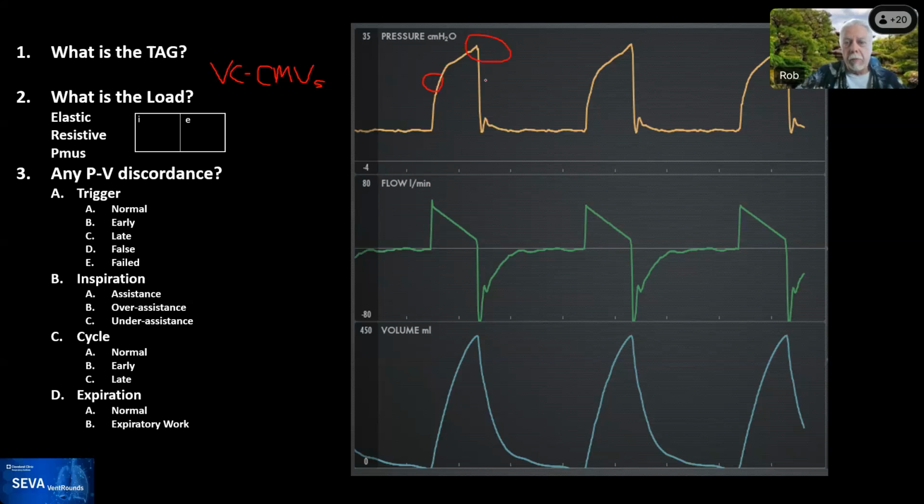We have elastic load, we can see that from the shape of the inspiratory pressure waveform, but we can also see it if we look at the time constant here, right? The time constant on the expiratory flow, this is a passive exhalation. We see that it's a very short time constant, and 3 time constants looks like about a second. So a short time constant means low compliance or high elastance. So we have elastance as the elastic load for inspiration and expiration.